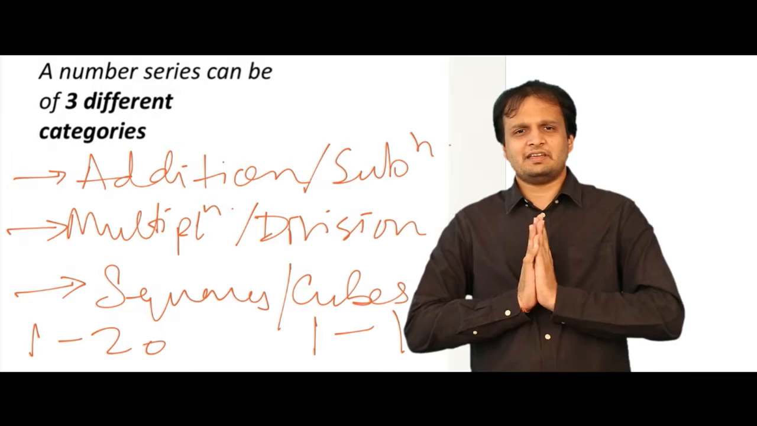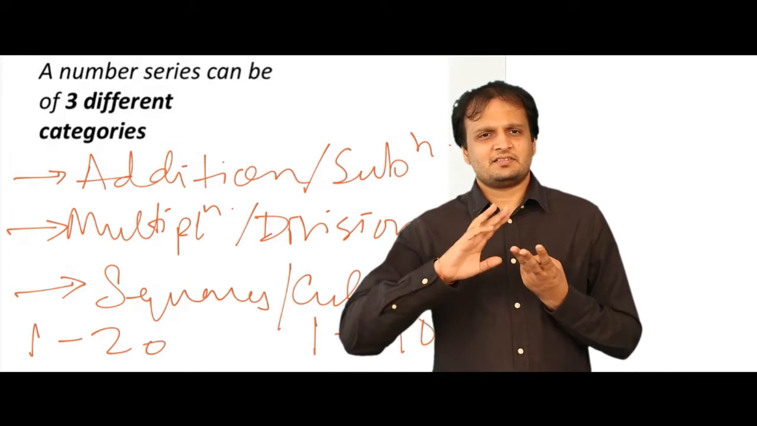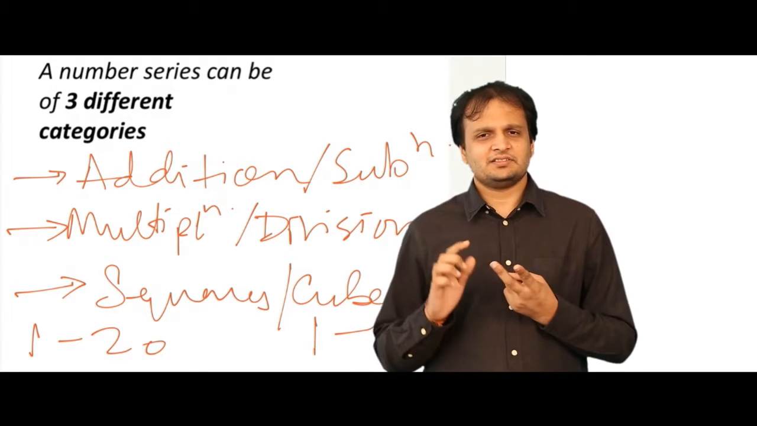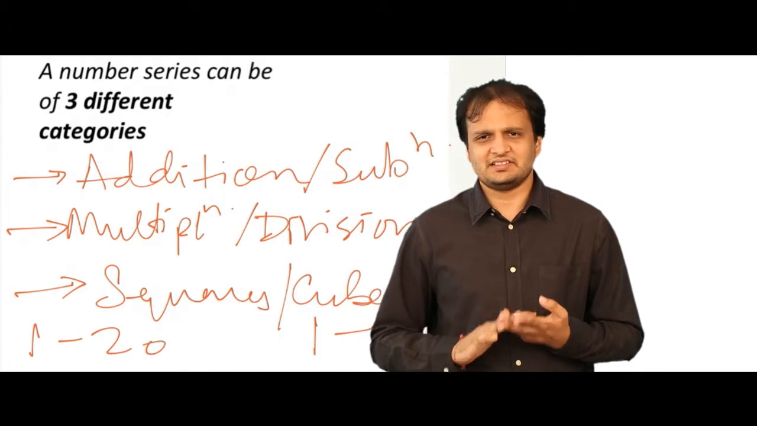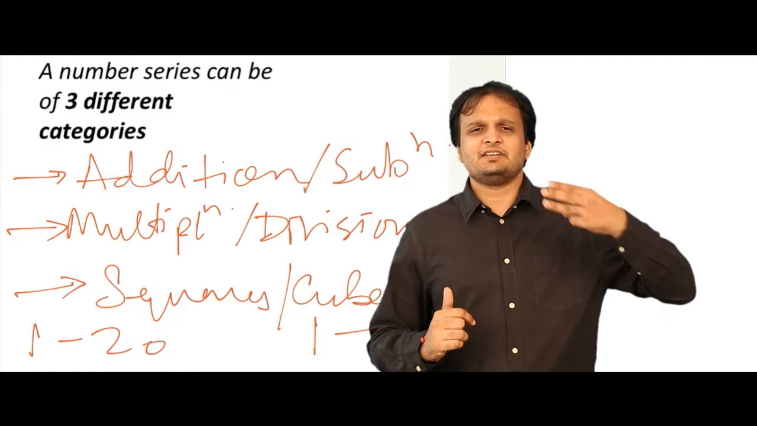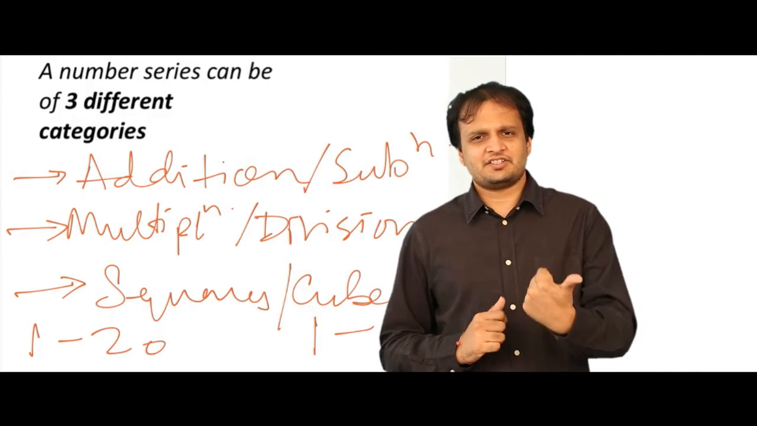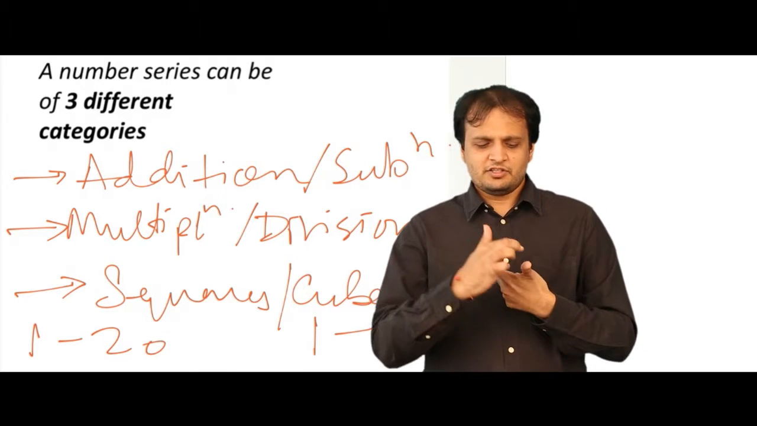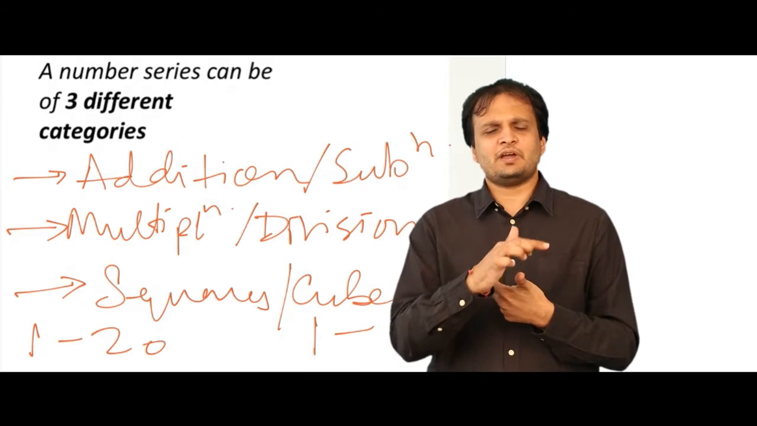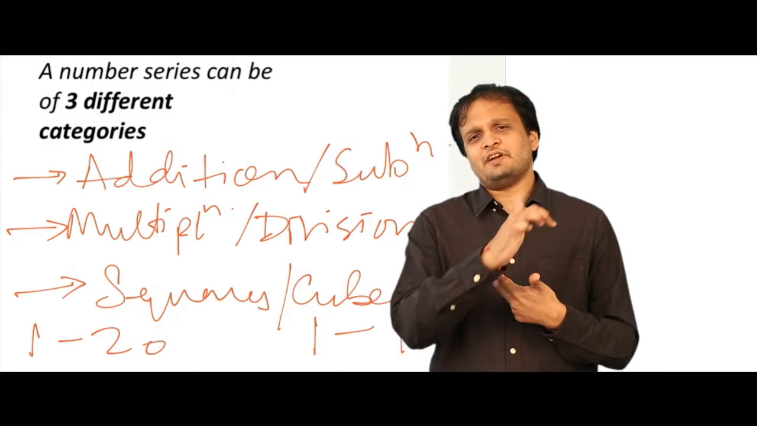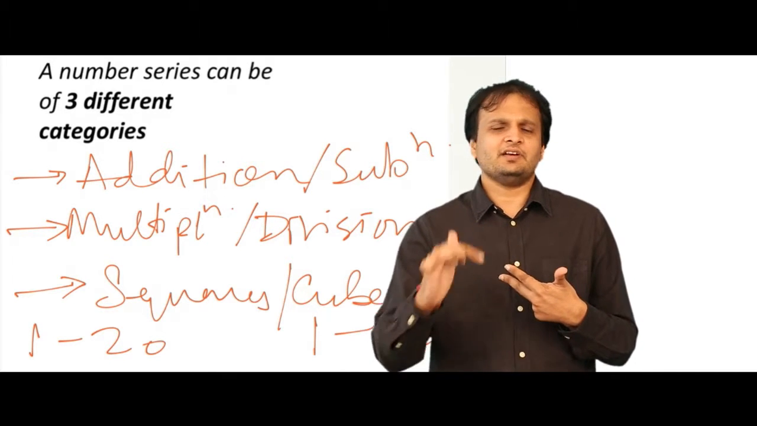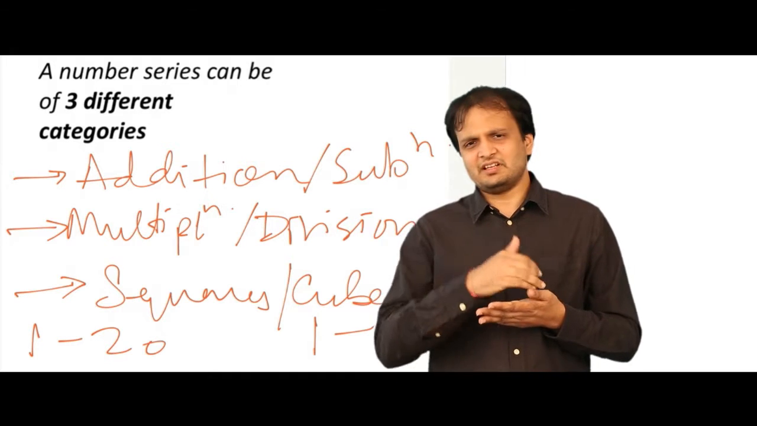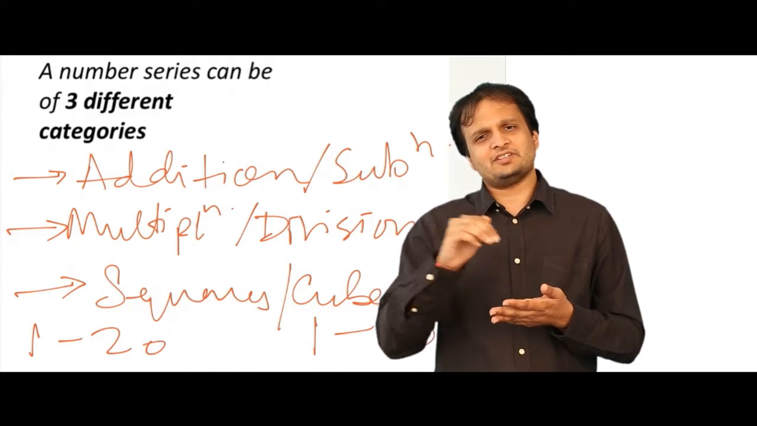So let us recap what we have learned thus far. There are two types of questions. First is find the missing number. Second is find the wrong number in the series, right? And there are three different categories of series: addition, subtraction, multiplication, division, squares and cubes, right? So within each of these categories, I can ask you any of the questions. I can either ask you find the missing number, or I can ask you find the wrong number in the series, right?